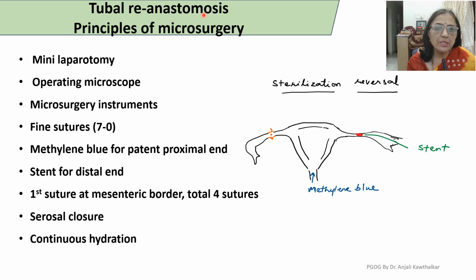These are the important principles of microsurgery. If you are asked the principles of microsurgery for tubal re-anastomosis, you should be mentioning all these principles. And the more we adhere to these principles of microsurgery, the better is our success rate of this tubal re-anastomosis procedure.